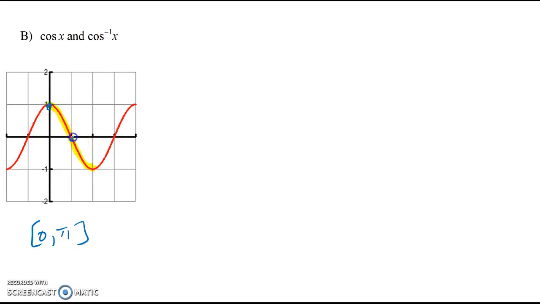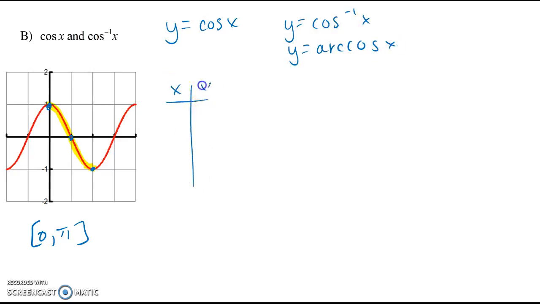And these are the 3 graphs, or 3 points that we are going to look at. All right, so if we did the same thing and made our t-chart, y equals cosine of x, y equals cosine inverse of x, also called arc cosine of x. Remember that this is an angle giving us a ratio as output. For our inverse graph, the input is a ratio giving us an angle as our output.